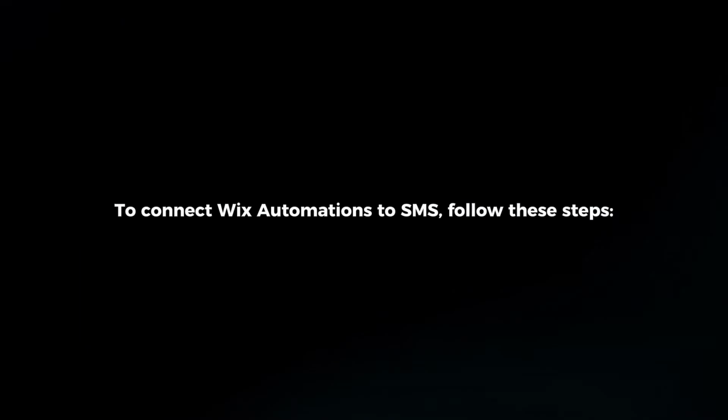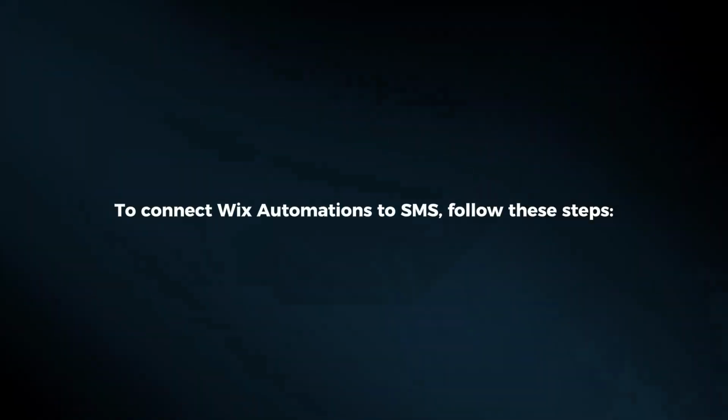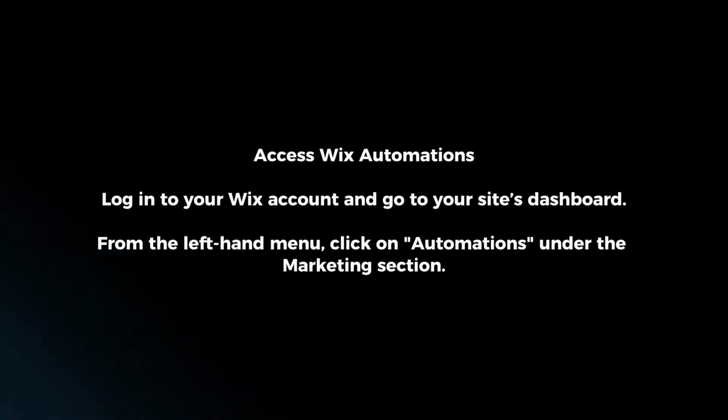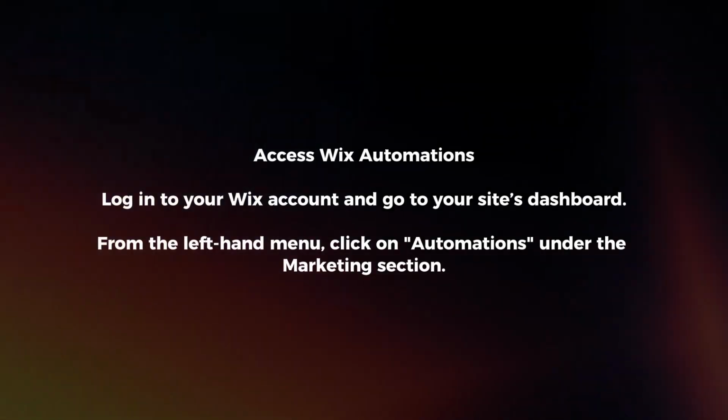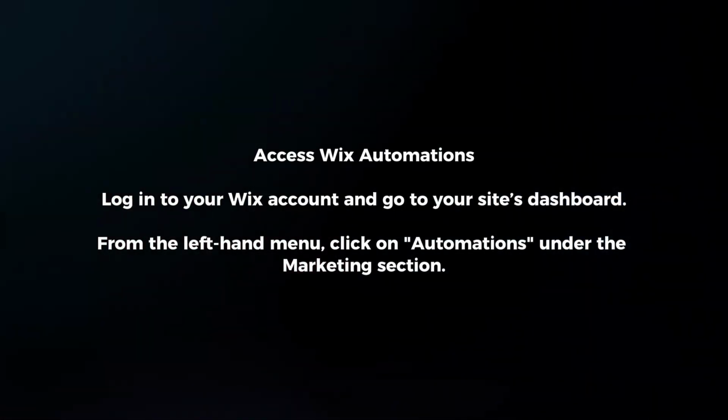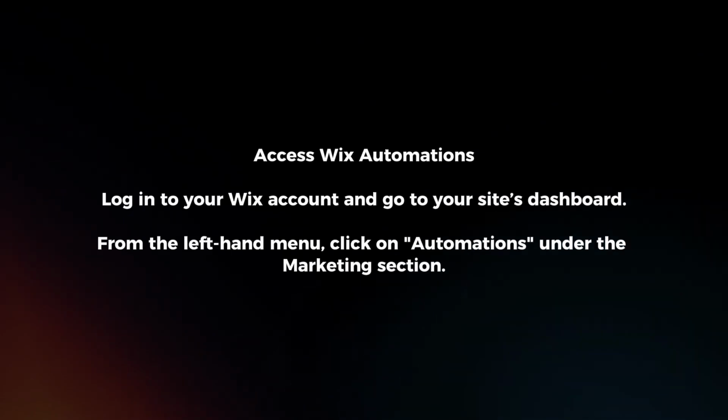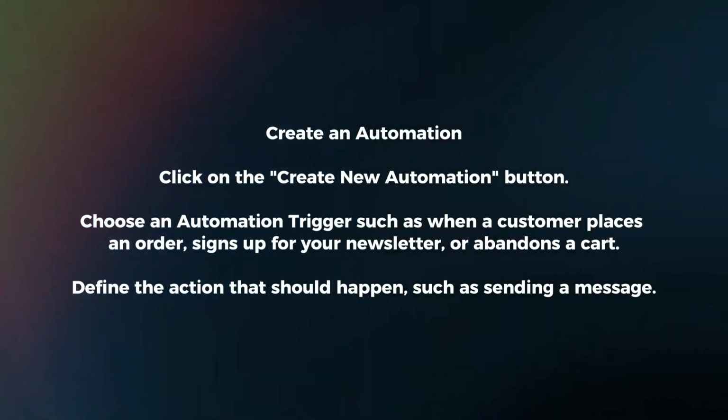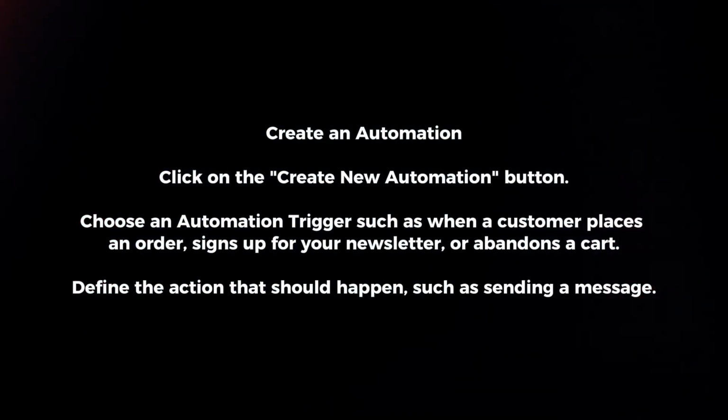To connect Wix automations to SMS, follow these steps. Access Wix automations. Log into your Wix account and go to your site's dashboard. From the left-hand menu, click on Automations under the Marketing section. Create an automation. Click on the Create New Automation button.